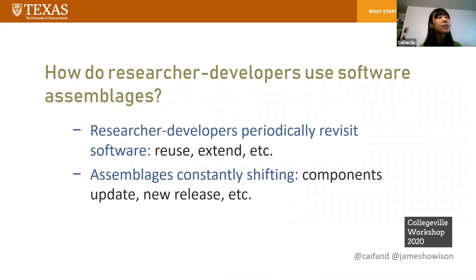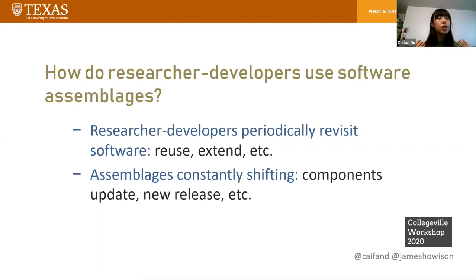Usually researchers or scientists work with the software assemblages intensively while, say, they are preparing a scientific publication. And once the publication is done, perhaps the researcher will leave the assemblage alone for some time. However, in the long term, the researcher developer will periodically revisit her software assemblage, perhaps to pick a component for reuse or to extend this assemblage to get further capabilities from it.